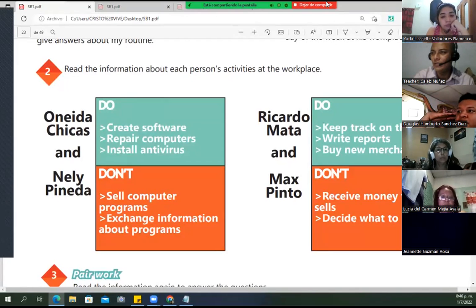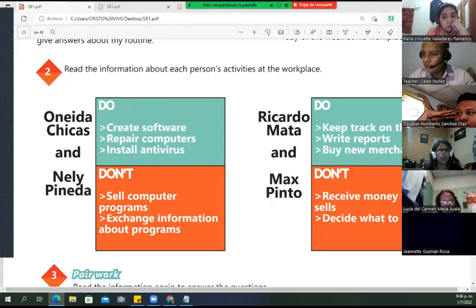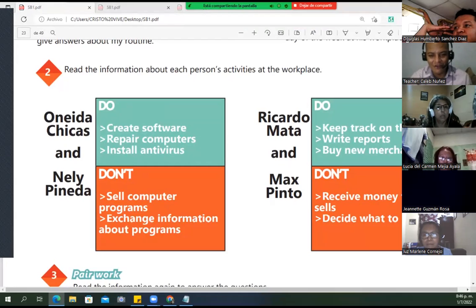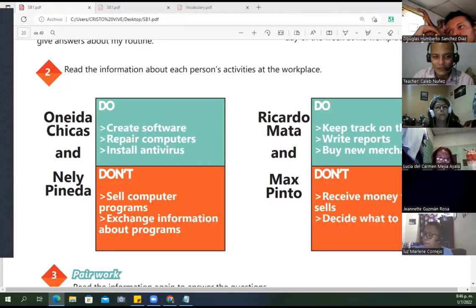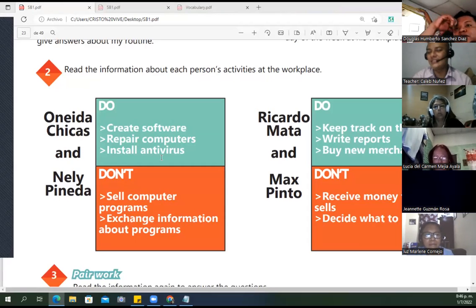Repair. A ver, ¿quién se sabe el sinónimo de repair? Fix. Fix, muy bien. Reparar, arreglar algo, right? Pongámoslo ahí para sus conocimientos. And install, repeat. Install antivirus. Antivirus.